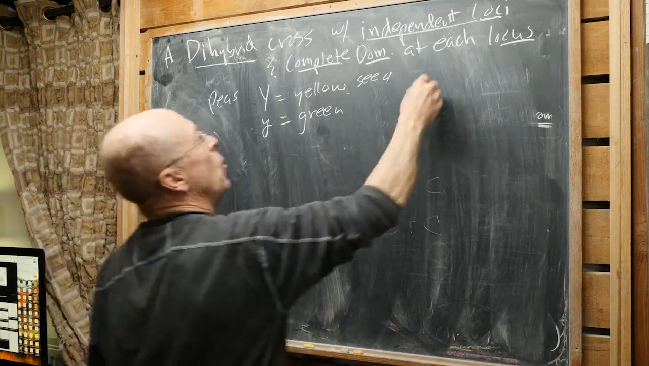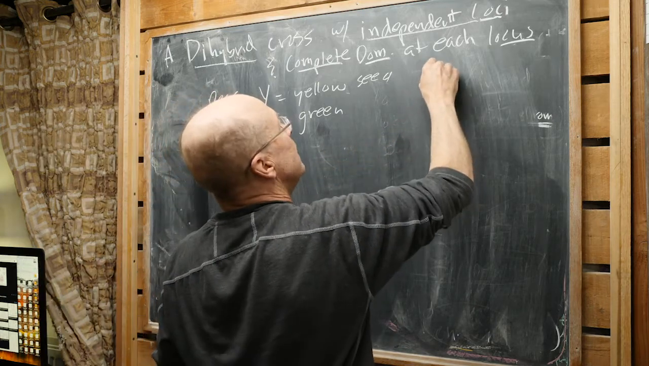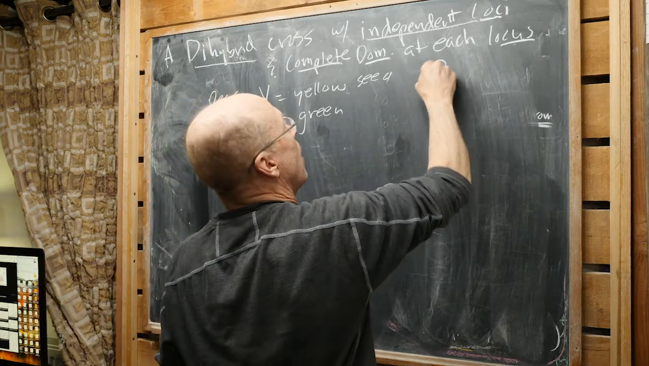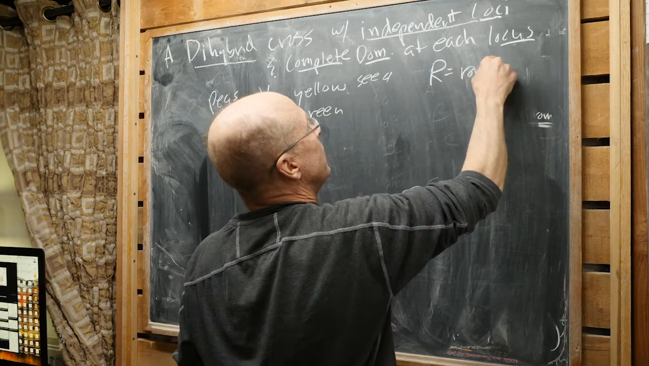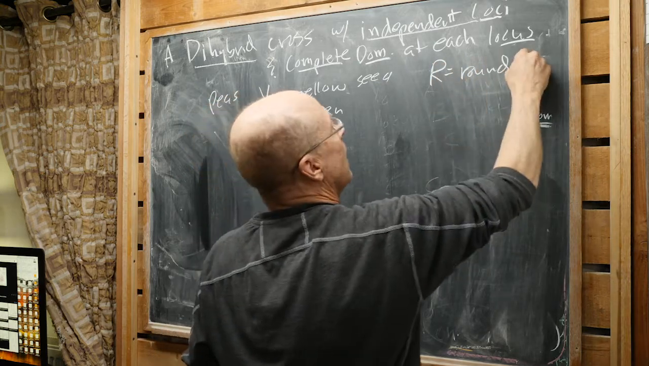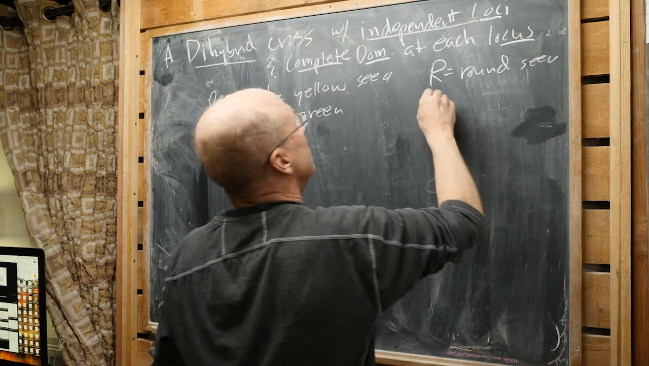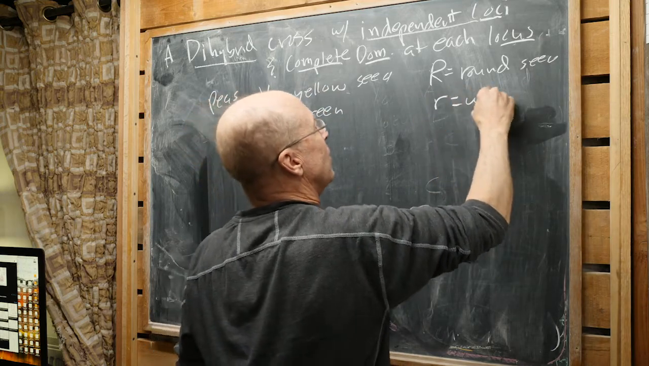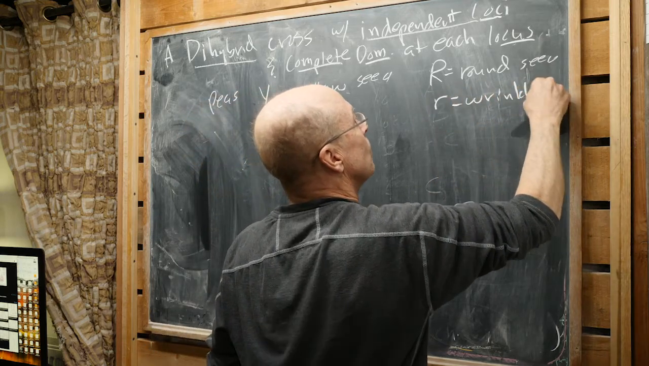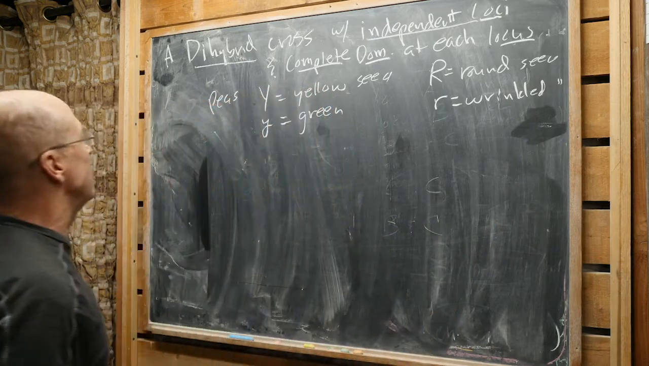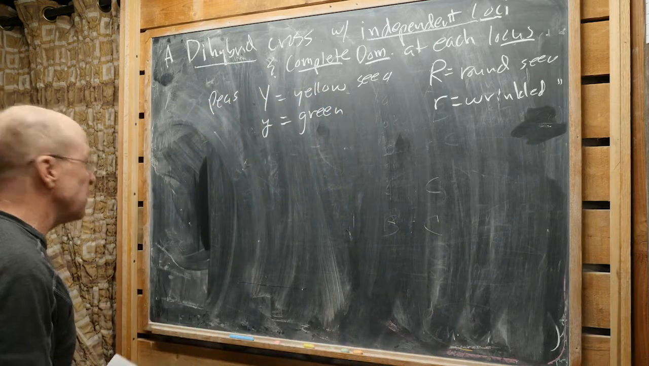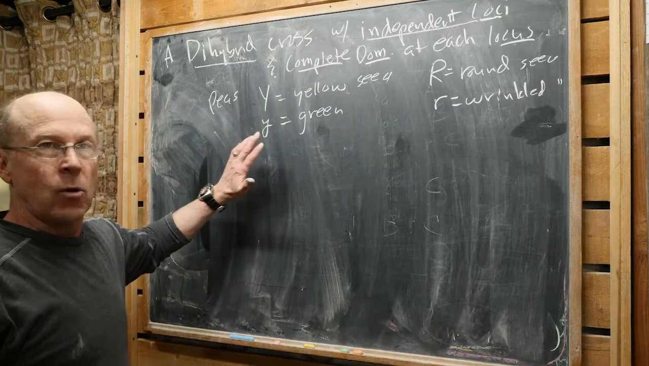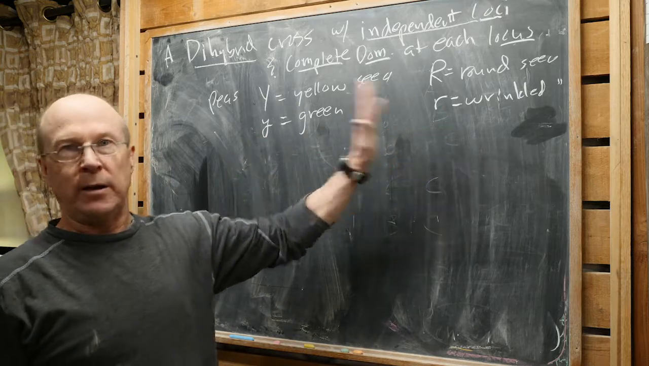And then we're going to also look at R, which is going to be a round seed. And then little r is going to be a wrinkled seed. So there we have it. So we'll set up our cross. I'm going to get this down now because I'm going to erase the board because we need a lot of real estate.